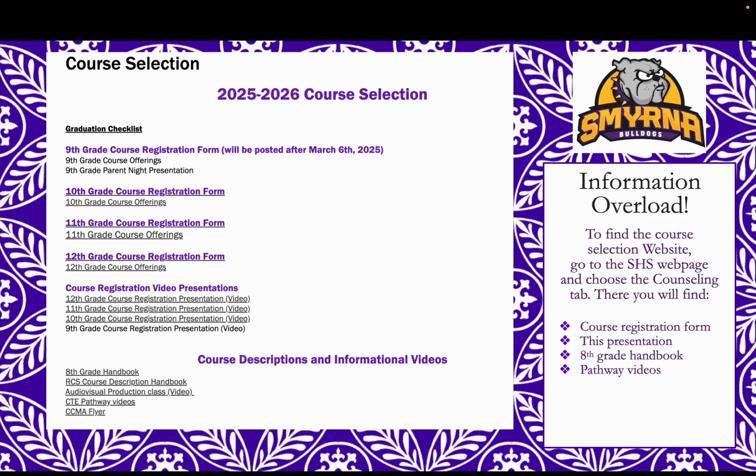We want to assure you that you can find all of this information that you hear tonight on various places on the SHS website. For instance, this actual presentation, the course form that we're going to be discussing, the 8th grade handbook, all of those things can be found on the course selections website, which is under the counseling tab of the SHS website. So make sure if you want to review some of the information, go to the counseling tab of the SHS website and just peruse and see what all you can find.